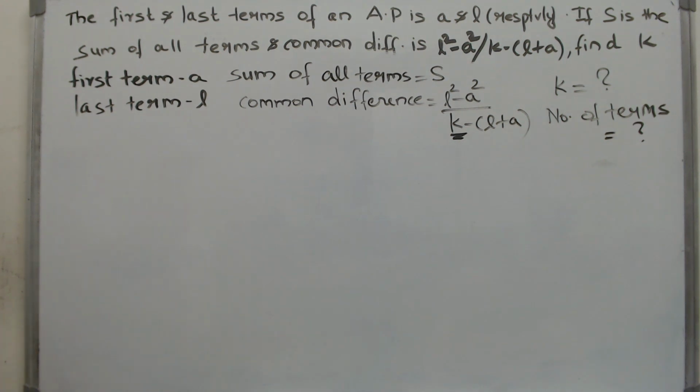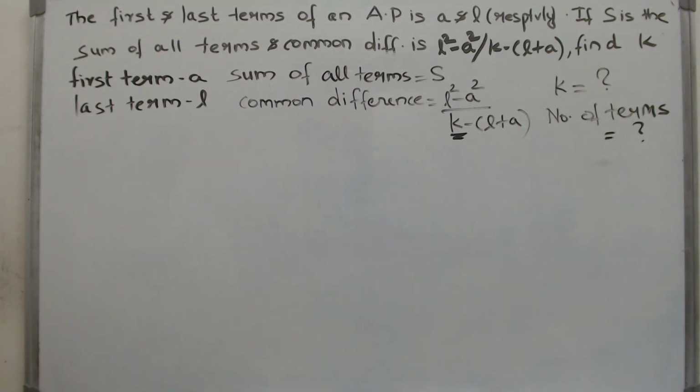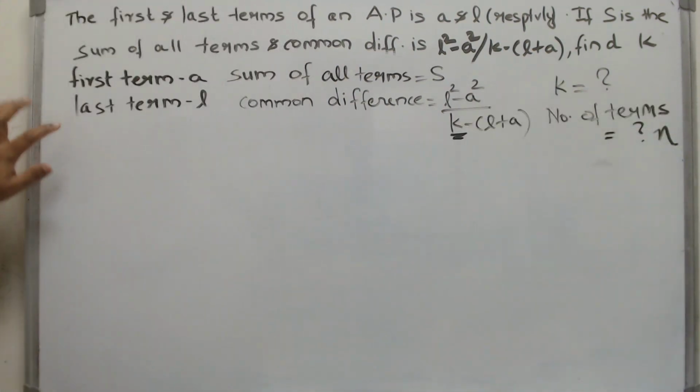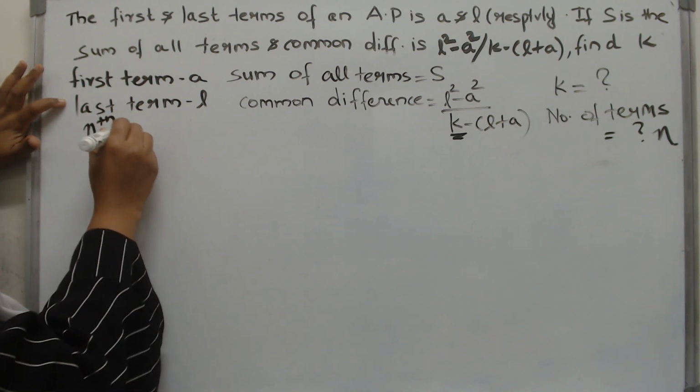But there is a problem, right? When we say sum of all terms, how many terms are we talking about? Suppose the number of terms is say n. So that means your last term is actually the nth term.